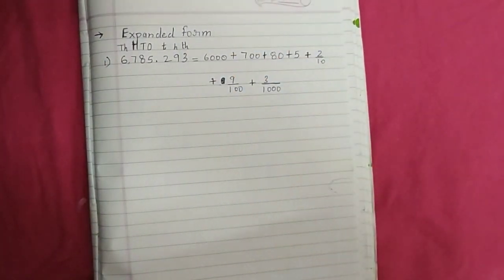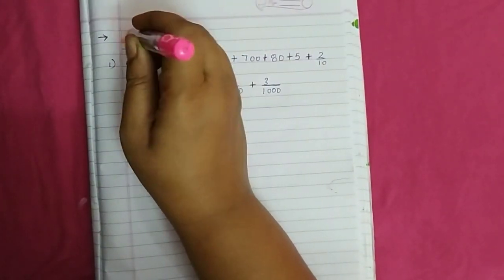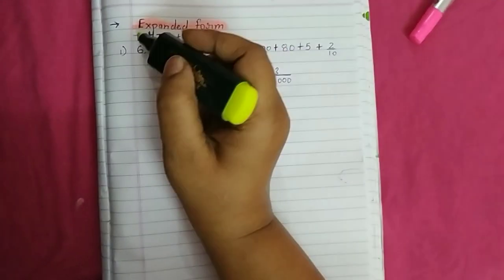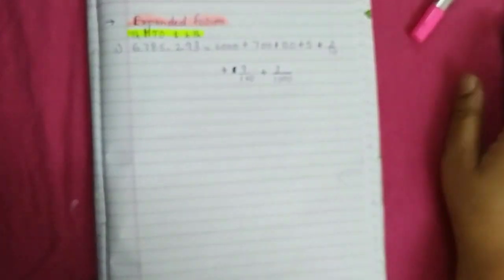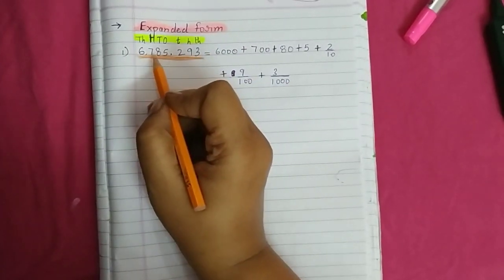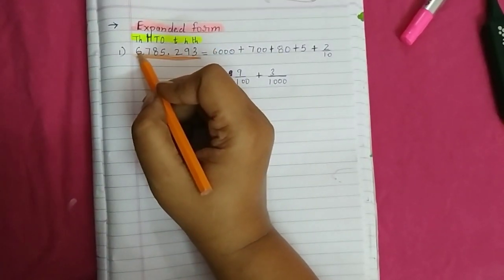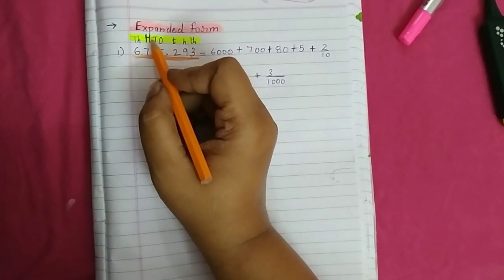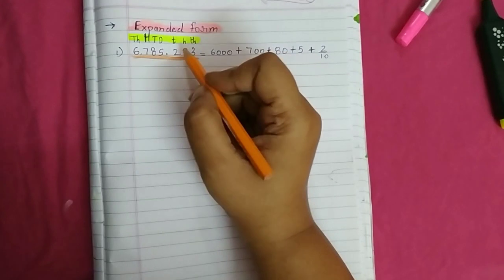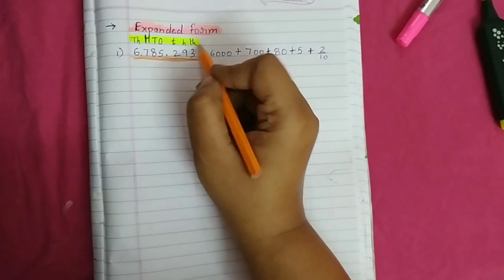Now children, see how to write decimal numbers in expanded form. This is our place value chart, and this is our number. Read our number: 6785.293, where 6 is at thousands place, 7 is at hundreds place, 8 is at tens place, 5 is at ones place, 2 is at tenth place, 9 is at hundredth place, 3 is at thousandth place.